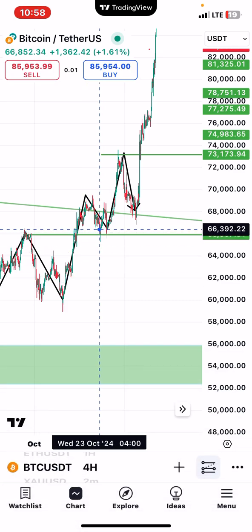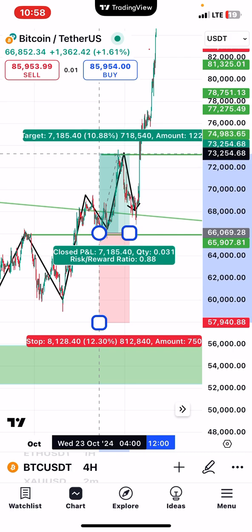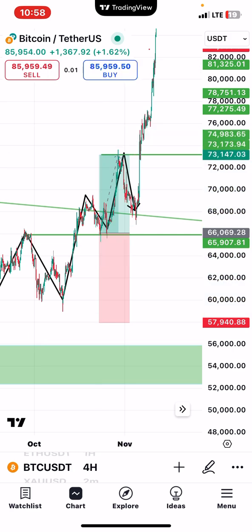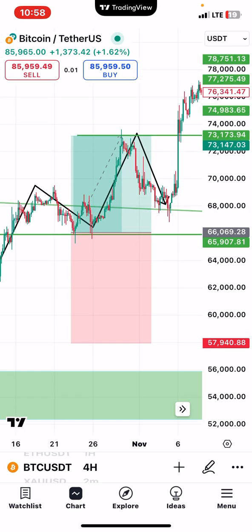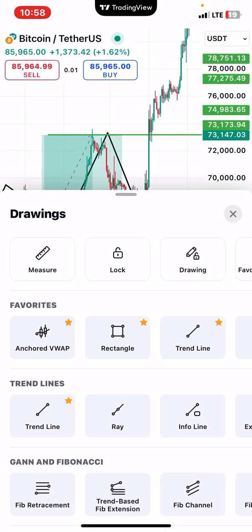Let's say you buy from here. You can see that price moved 10% from that zone, 10% of your money. Imagine you use $100, that 10% means you would get around $10. And let me see the time frame, let me see if it's up to 1 month.